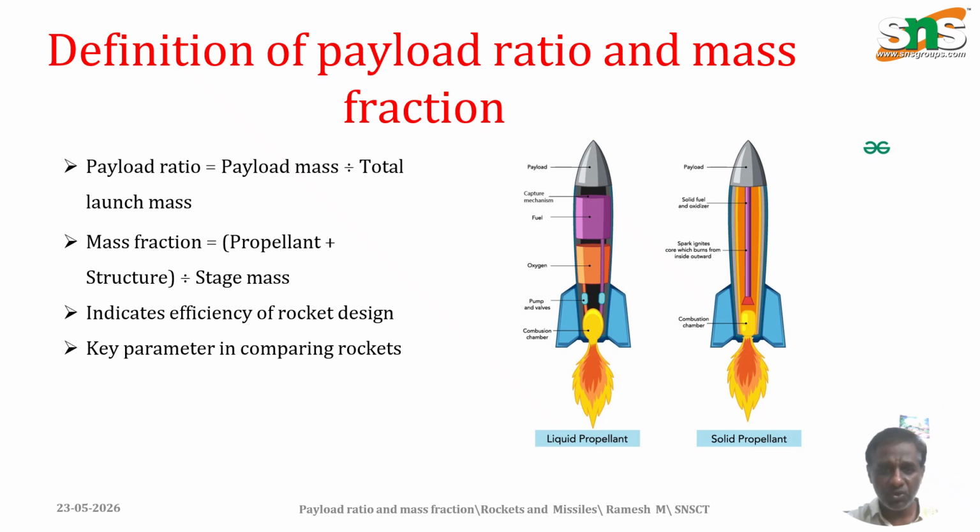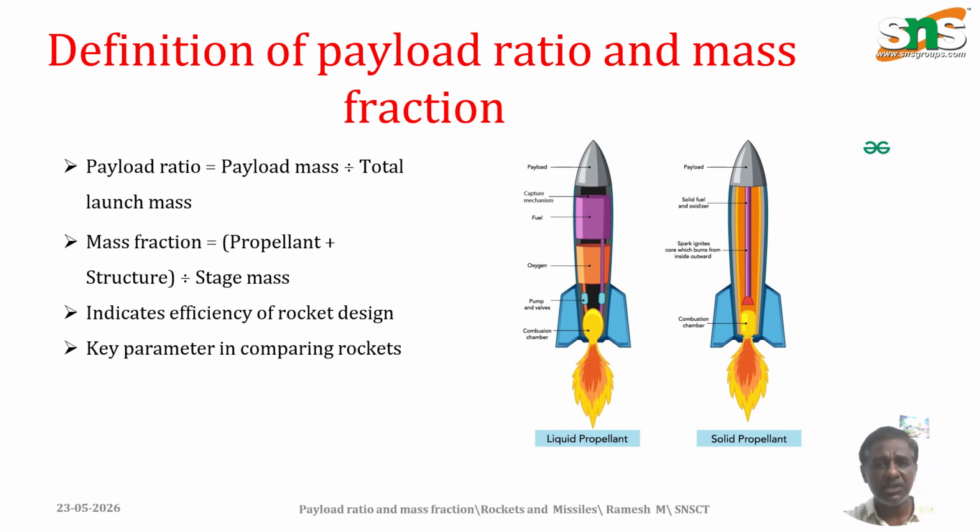Both the payload ratio and mass fraction are closely related to rocket efficiency and mission success. A good rocket design requires an optimal balance between payload mass, structural mass, and propellant mass. If the structural mass becomes too high, the rocket loses efficiency because additional fuel is needed to lift unnecessary weight. Similarly, if the payload ratio is too low, the mission becomes economically inefficient.